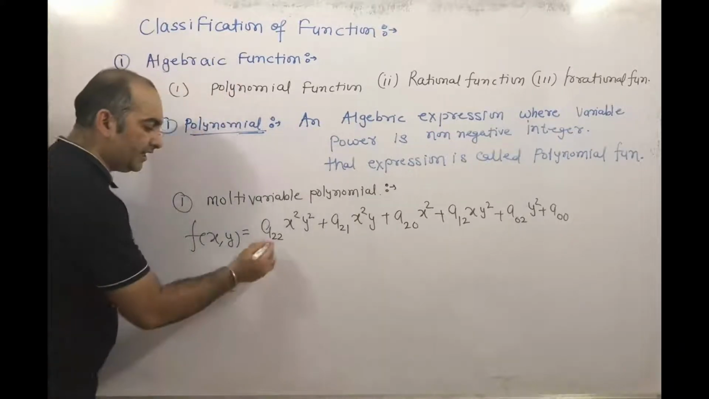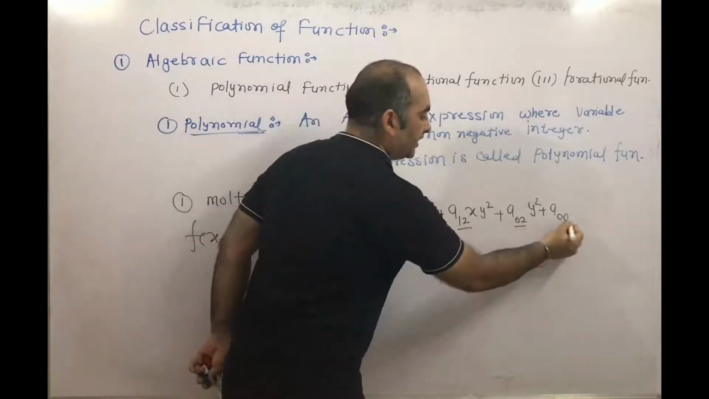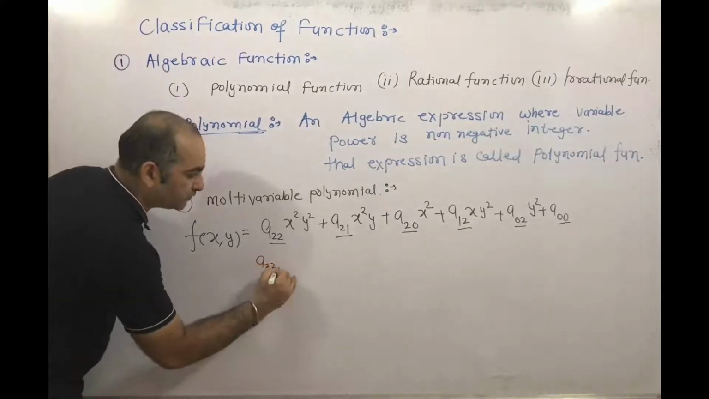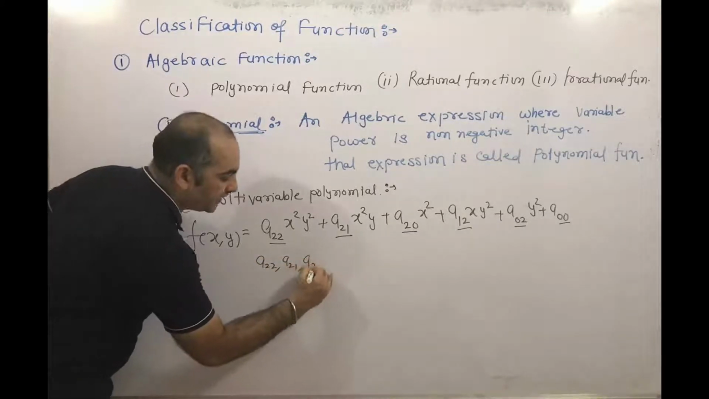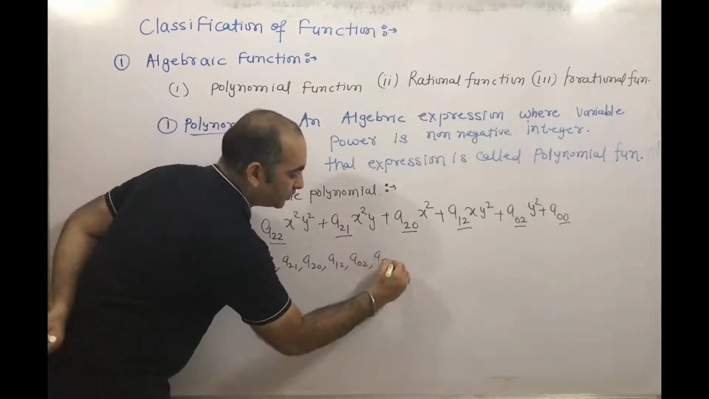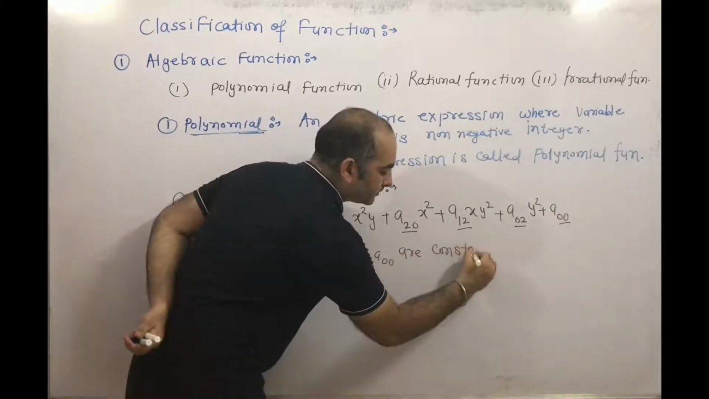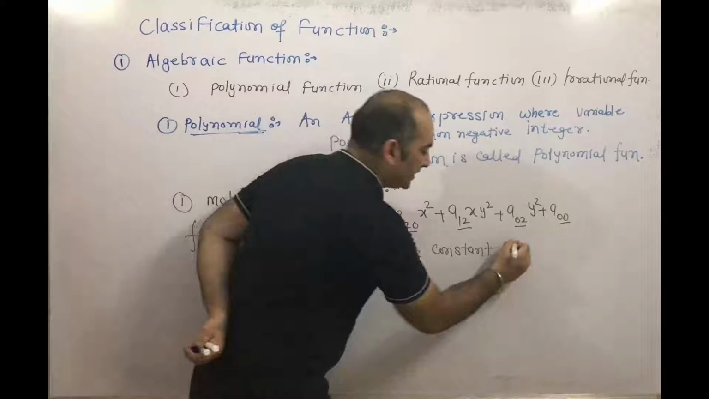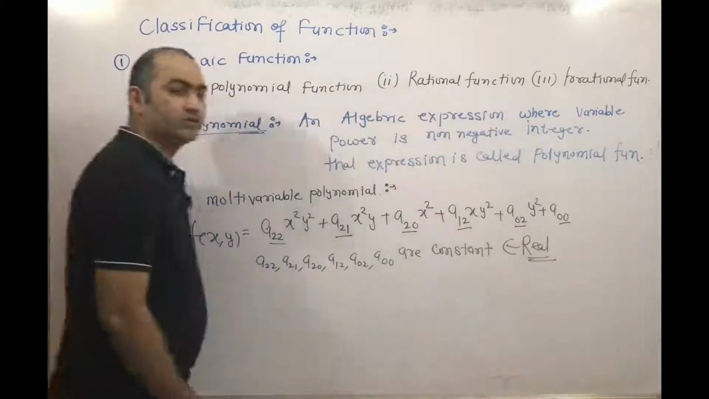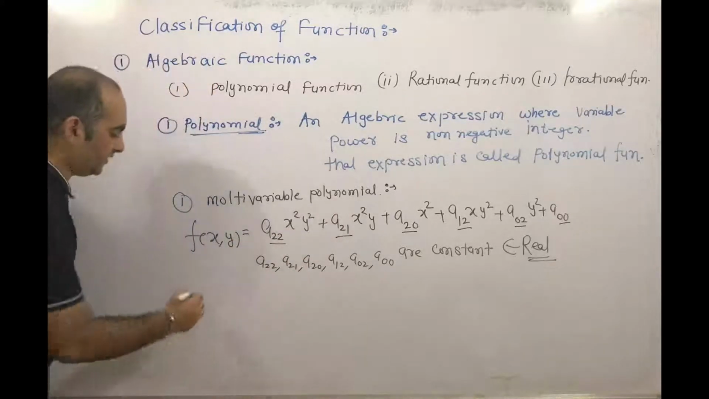Second thing, a22, a21, a20, a12, a02 and a00 are constants, and these constants belong to real numbers. So this is called a multivariable polynomial. Second is single variable.